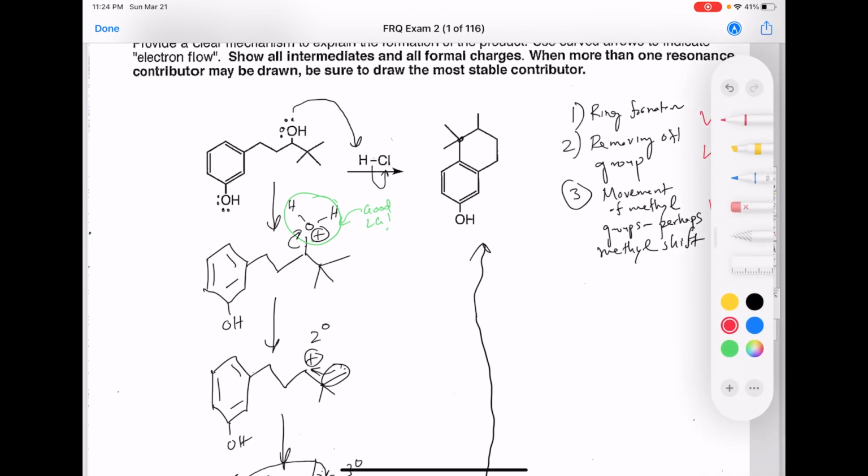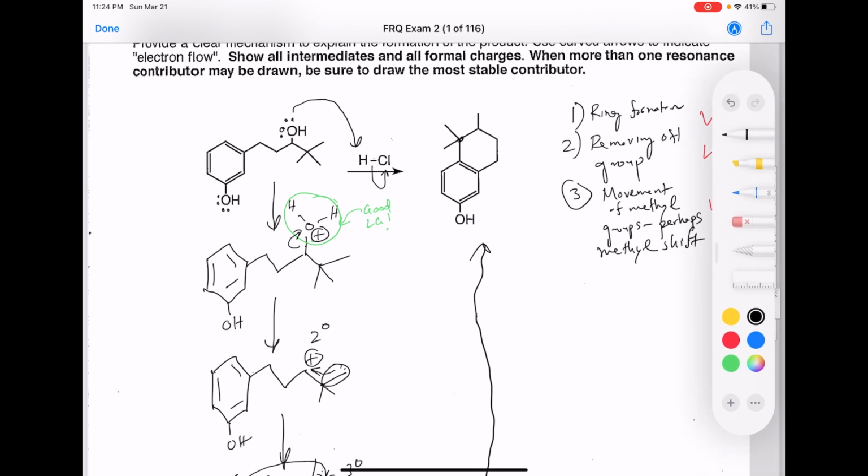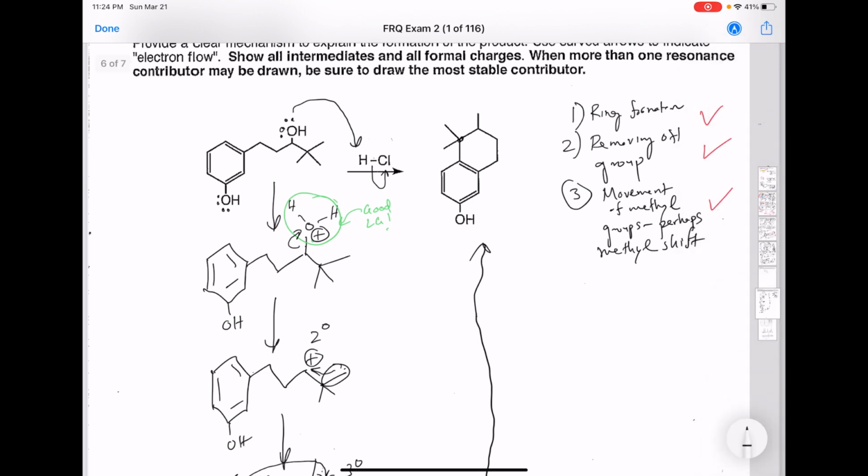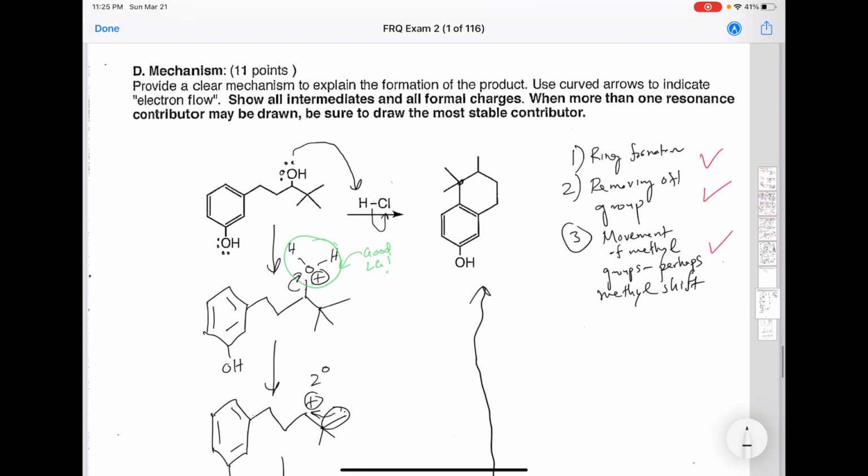So the point I'm trying to get at through this is, whenever you go about doing a mechanism, make sure that you really study the reactant and the product, and try to see what their commonalities are and where they are different, because that will tell you hints about what you have to do along the way. And with that, we have solved the mechanism.